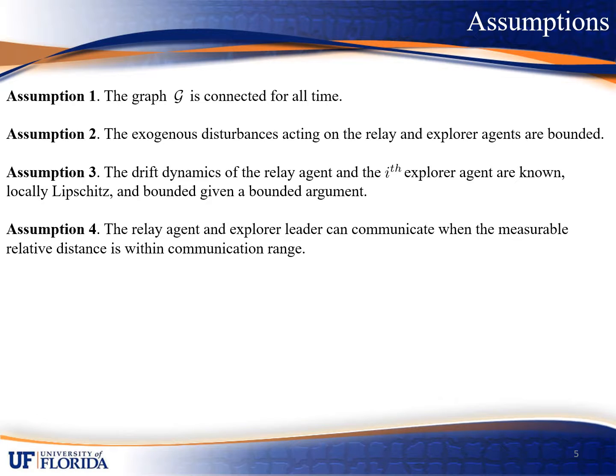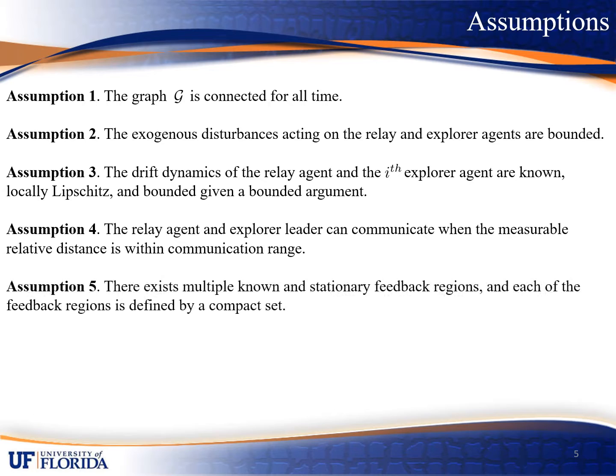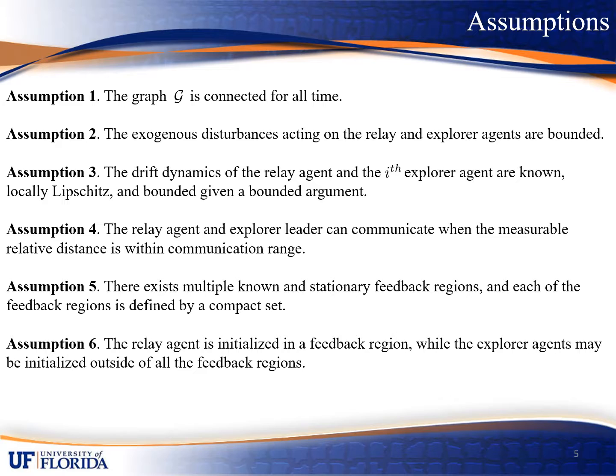The relay agent and explorer leader can communicate when their relative distance is sufficiently close, so that the relay agent can communicate with the explorer leader to provide state estimates. And there are multiple known and stationary feedback regions, so that the relay agent can switch in and out to compensate for its state estimates.